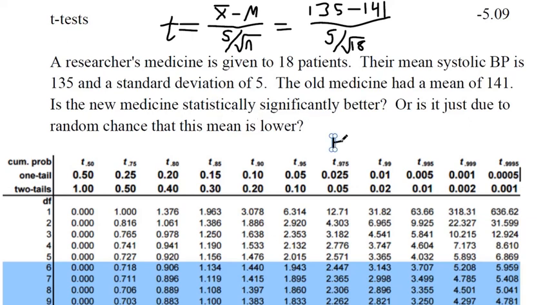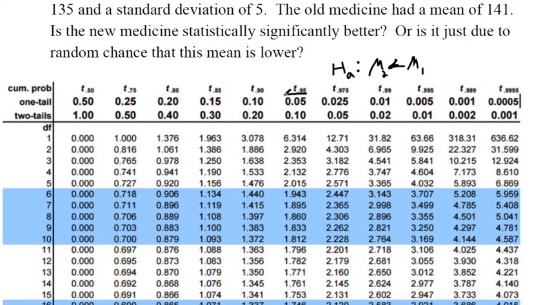Which means our alternative, which is where we decide whether it's one or two-tailed. The alternative is that the new mean, sorry, the new mean blood pressure is less than the old blood pressure. So the new medicine being better. So that's a one-tailed test. If it said, is the new medicine different, then that would be does not equal, and that's where you use the two-tailed test. So we're using a one-tailed test, and I said alpha is going to be 0.05.